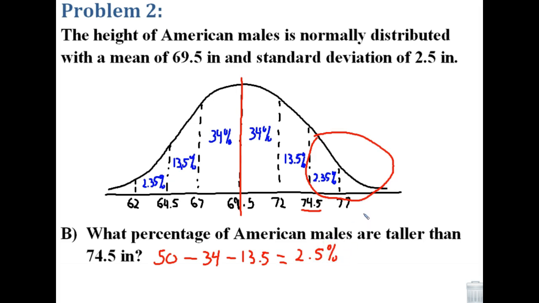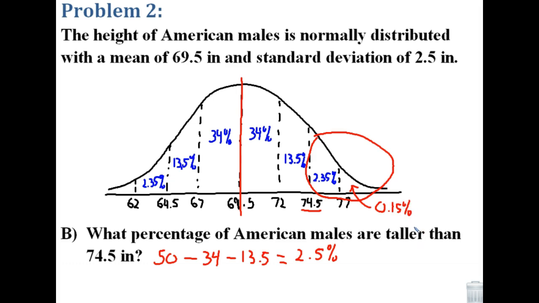Okay, so 2.5% of American males are going to be above that 74.5 inches. Now another way we can do this question is memorize what comes above the third standard deviation. Okay, it looks like it's 2.5 above 2 standard deviations. So if I go 2.5 and subtract the 2.35, what I end up with is 0.15%.